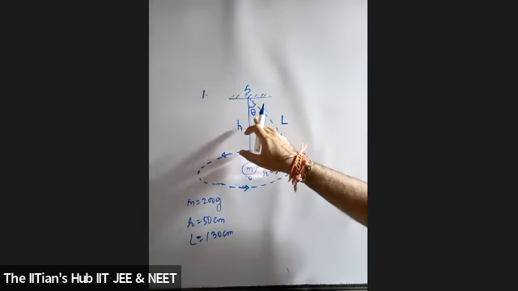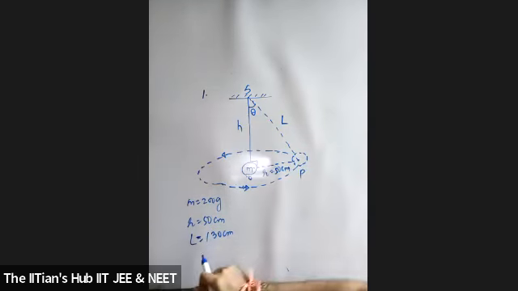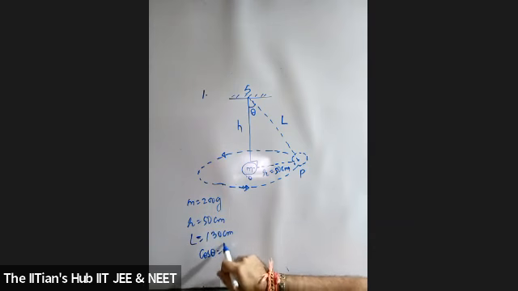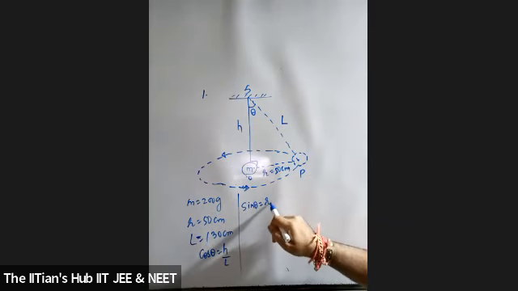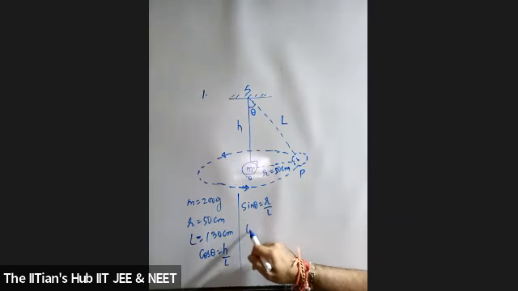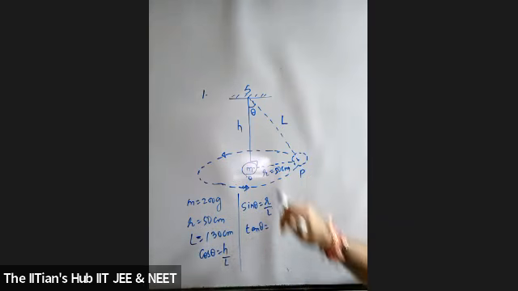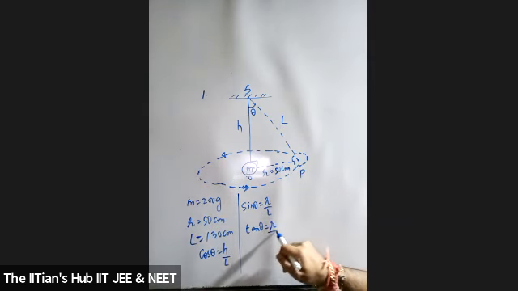Agreed? Yes, sir. Now, sir, if I go for the relation, can I consider cos theta will be adjacent upon hypotenuse? Cos theta is h by L. I can use different trigonometrical terms. What is sin theta? Sin theta is opposite upon hypotenuse. What is tan theta? It is opposite upon adjacent.